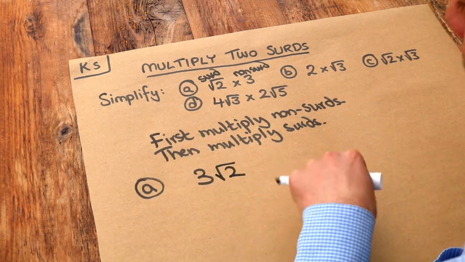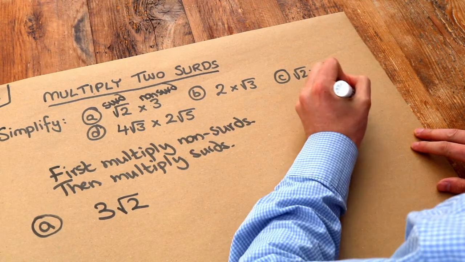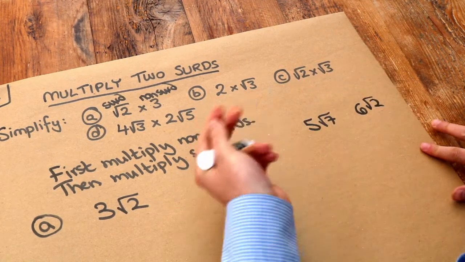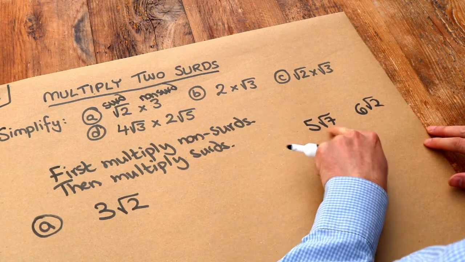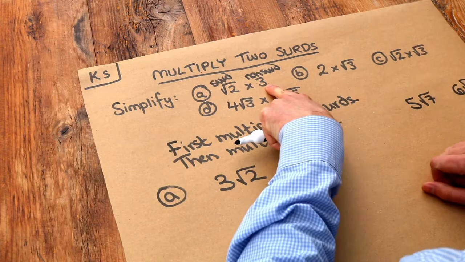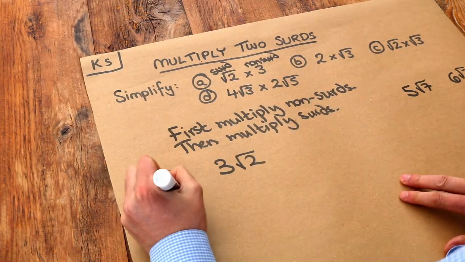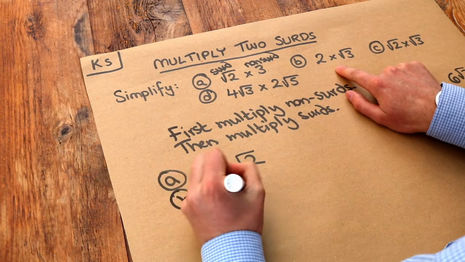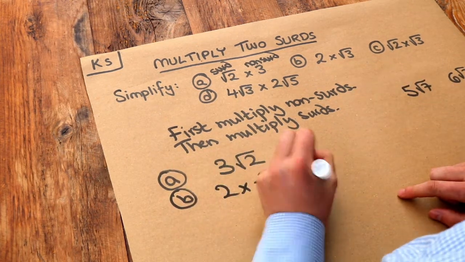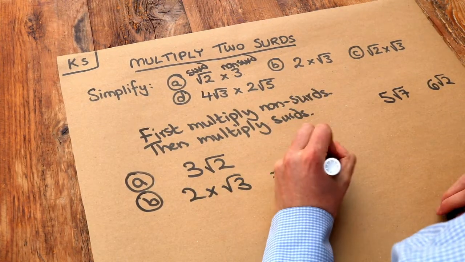Because remember, when we write surds, we might write, say, 5 lots of root 7 or 6 lots of root 2, but we wouldn't write it the other way around. We wouldn't say root 7 lots of 5. We'd always put the non-surd first. So that non-surd, that 3, goes first before the surd. What about the second one? 2 times root 3. Now, the non-surd, the 2 goes first, so you just get 2 root 3.